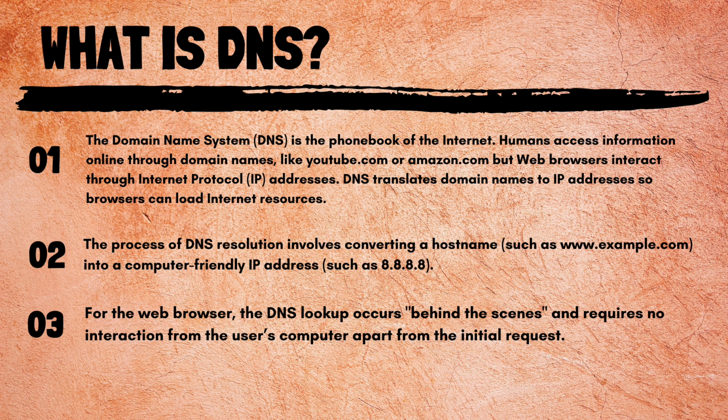So the first one is DNS. So what is DNS? It means domain name system, and it is the phone book of the internet. Humans access information online through domain names, for example youtube.com or amazon.com, but web browsers interact through internet protocol addresses, which we normally call IP addresses. So the main role of DNS is to translate these domain names to IP addresses.